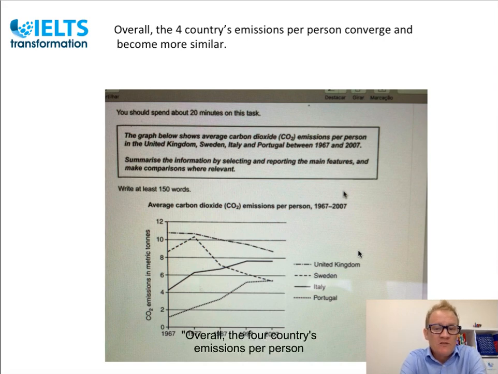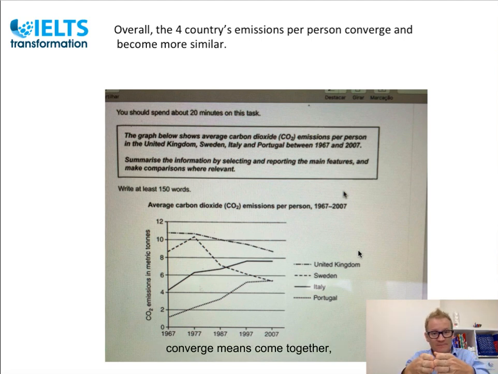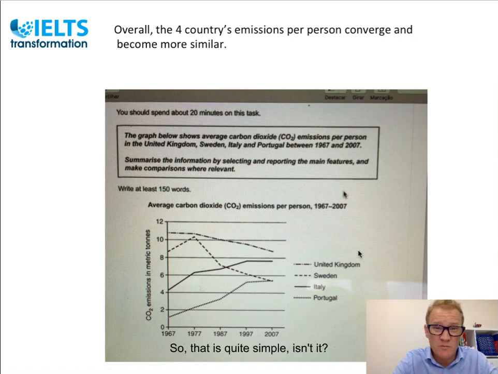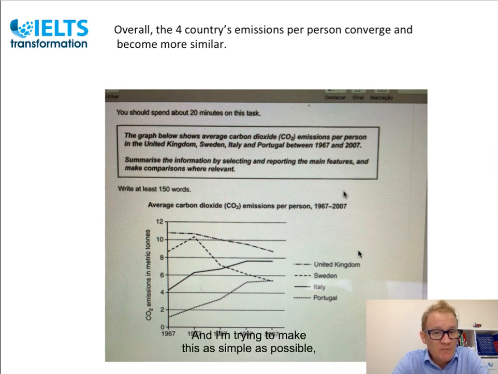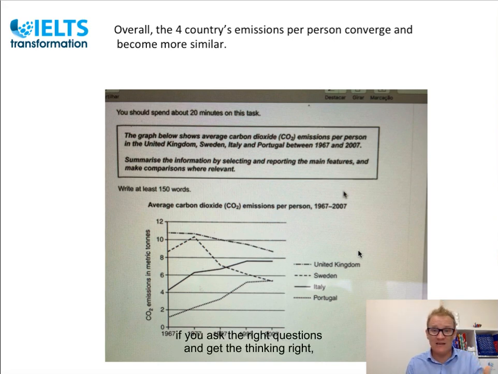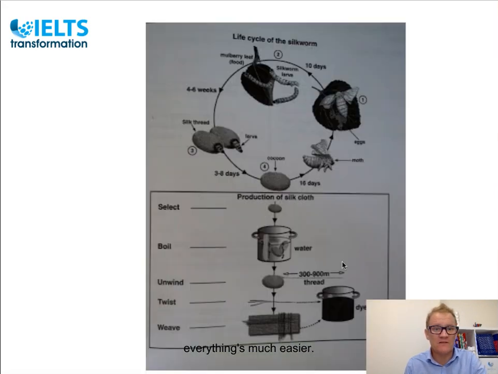Overall, the 4 countries' emissions per person converge and become more similar. Converge means come together. It could be 2 roads come together, but here the numbers are converging. They're becoming closer. So that is quite simple, isn't it? And I'm trying to make this as simple as possible because most people make this too complicated. Okay? It's not complicated. If you ask the right questions and get the thinking right, everything's much easier.